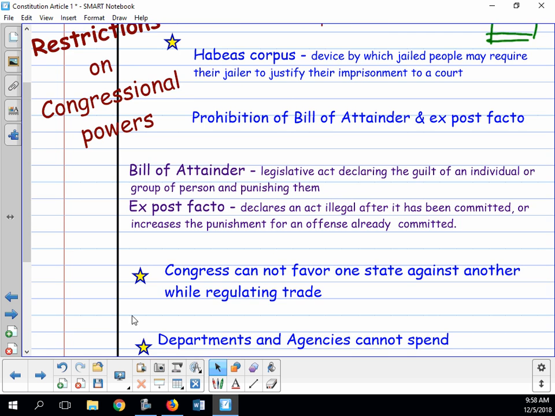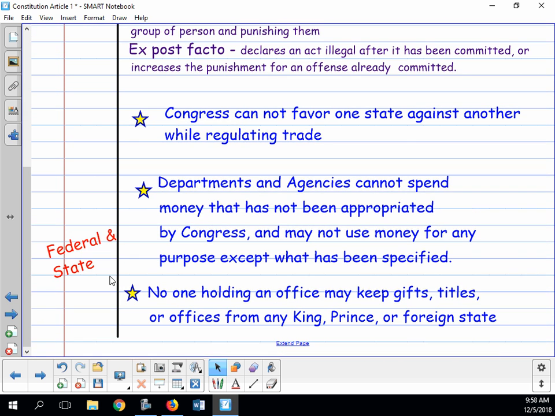Okay. Now, these are just additional parts to this. Congress cannot favor one state against another while regulating trade. All departments and agencies cannot spend money that has not been appropriated by Congress, and may not use money for any purpose except what has been specified. In other words, you can set aside money, but you have to spend it on what you say you're going to spend it on. Congressmen can't go out and buy a house with money that is supposed to be used for the military. It has to be spent on those things that Congress has approved, and only for the purpose it's been approved.